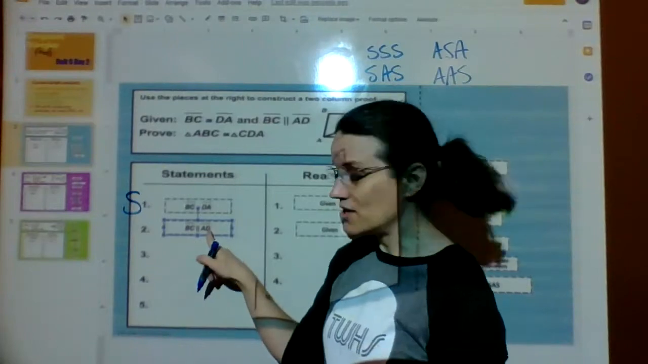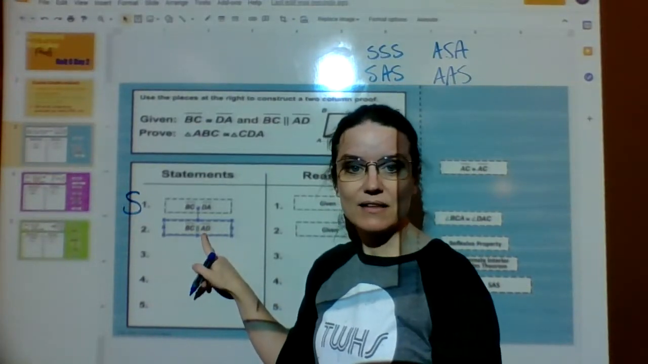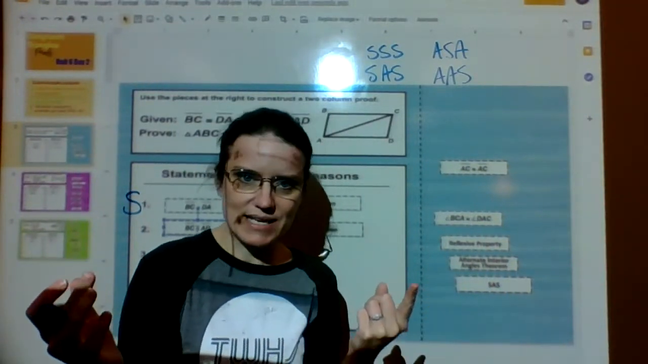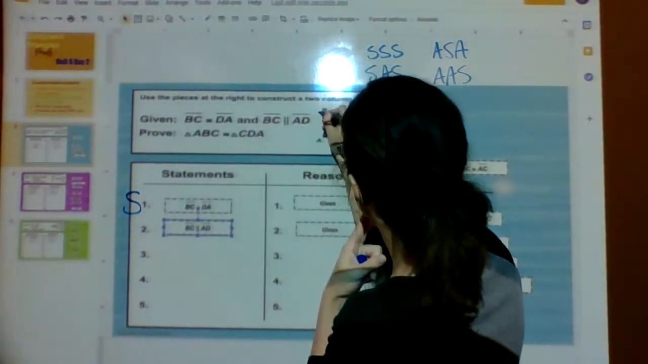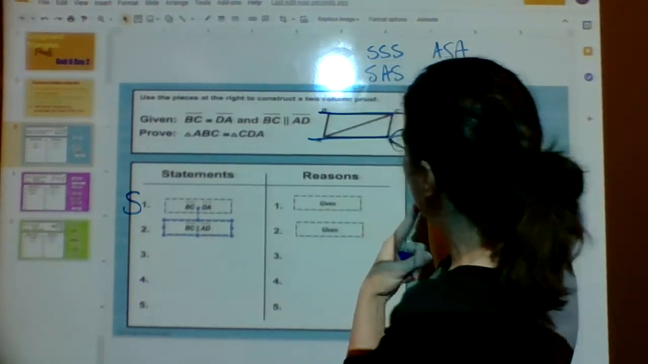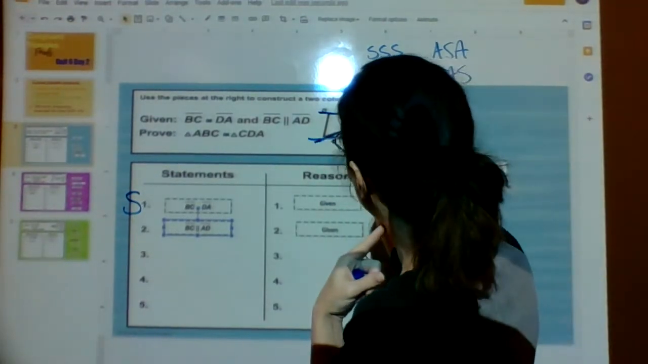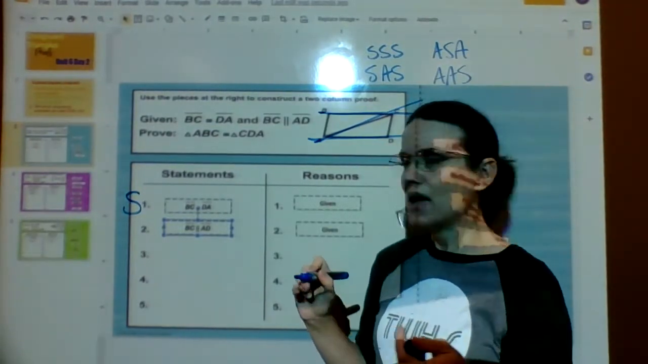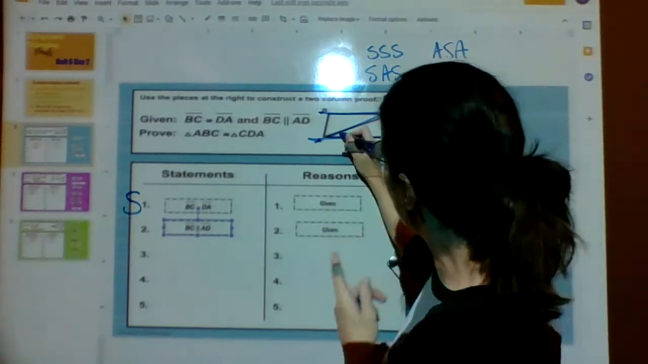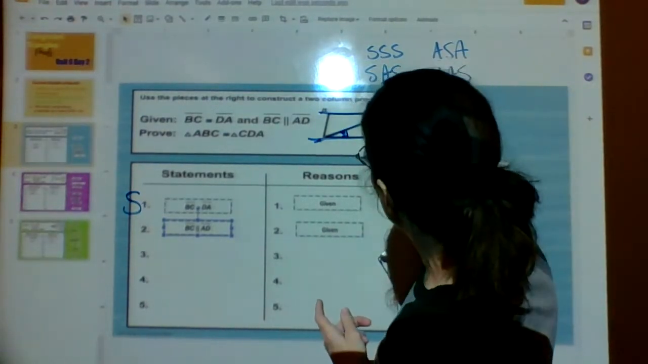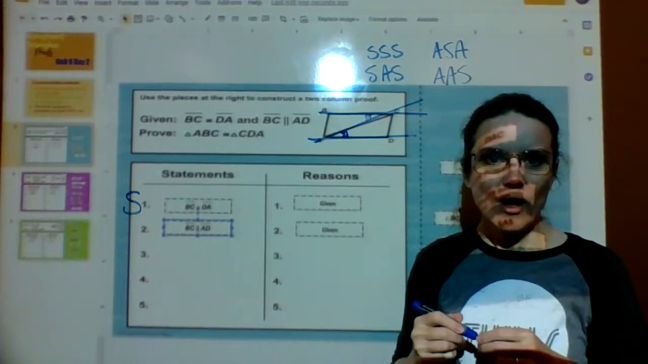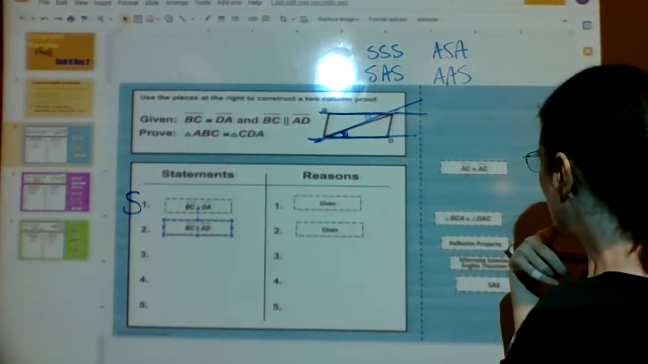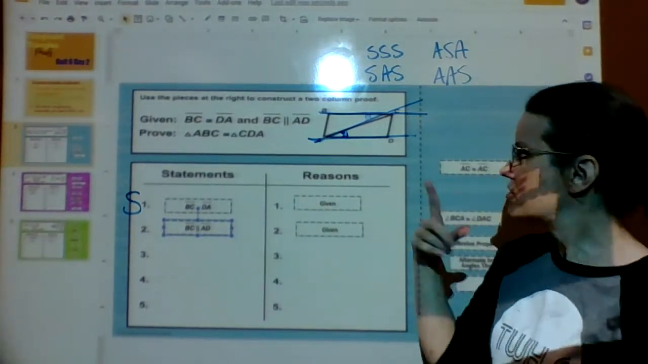And the next clue is in your given. I was given that the lines were parallel. So you think back to that parallel line unit we did, and you go, if I had two lines that were parallel, then if I cut them, I've got all sorts of relationships with my different angles. And so in this one, I know that this angle right here and this angle right here are alternate interior angles. And alternate interior angles are congruent. So I can use that.